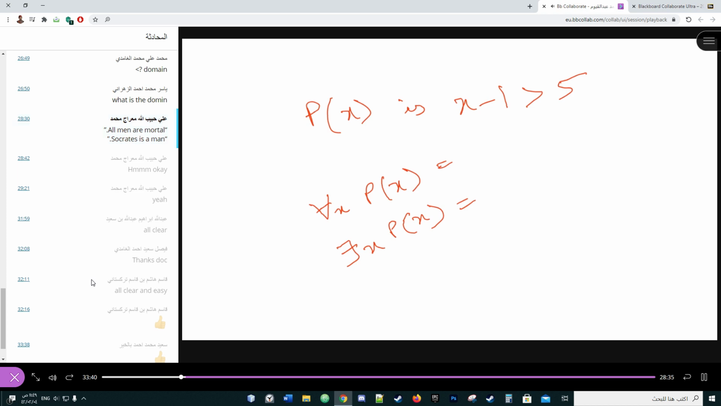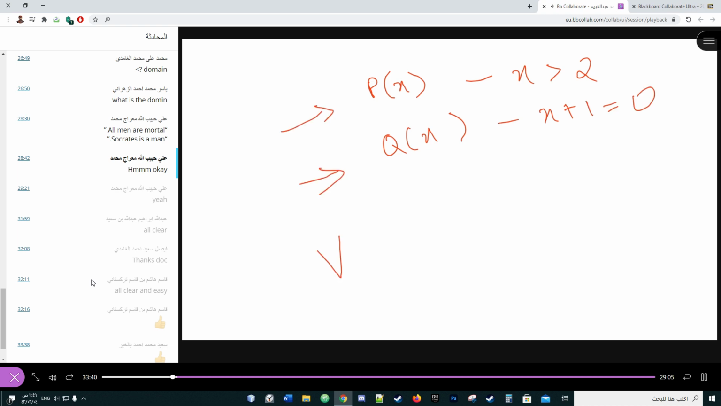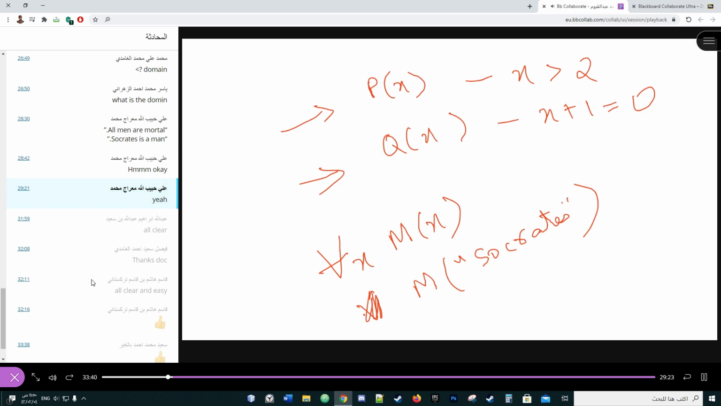Okay, Ali Habib, for now, think of those as separate statements. We will revisit that later on. It's nothing, it's just two statements. So I'm saying P of X is X greater than 2 and Q of X is X plus 1 equal to 2. These are two statements. All men are mortal, and Socrates is a man. Do you understand, Ali Habib?